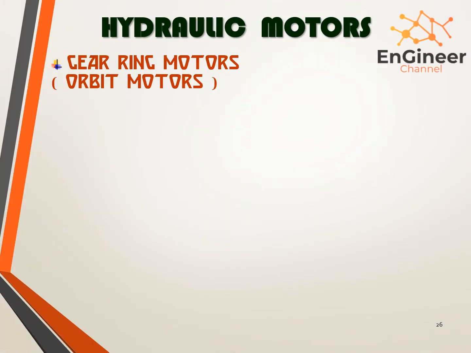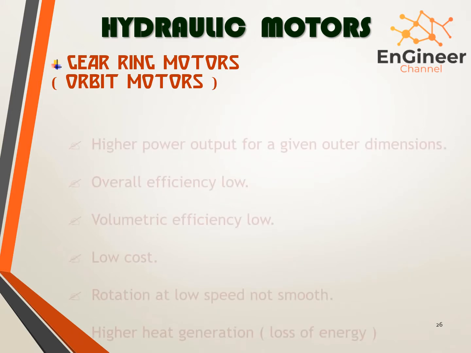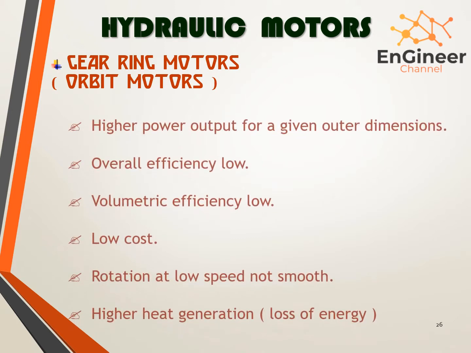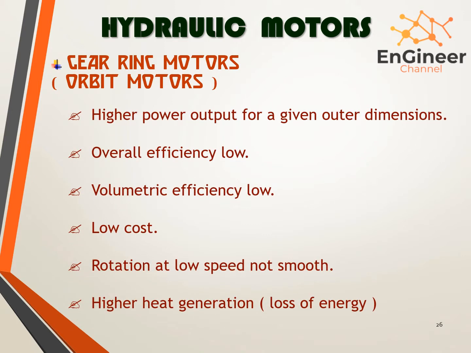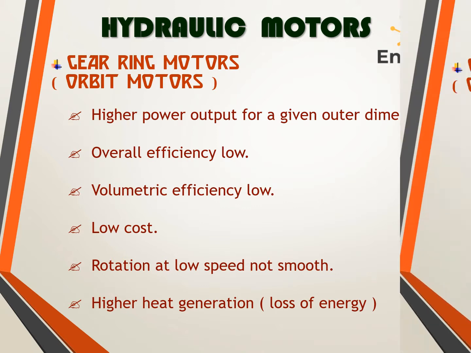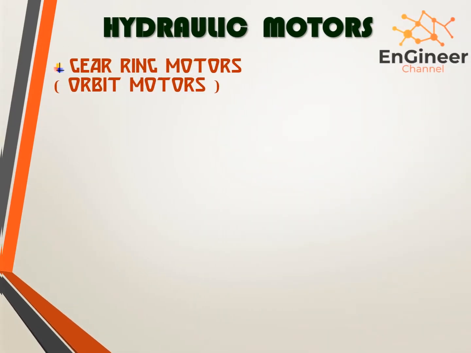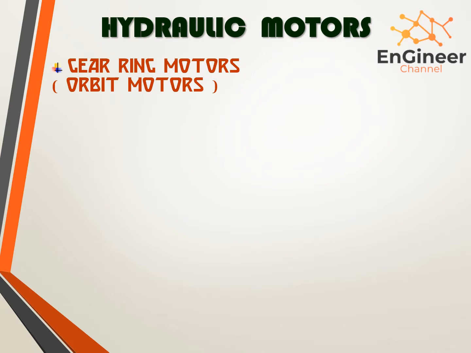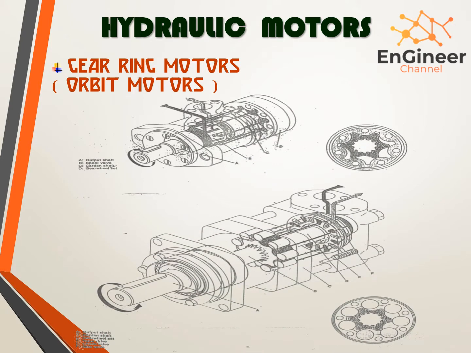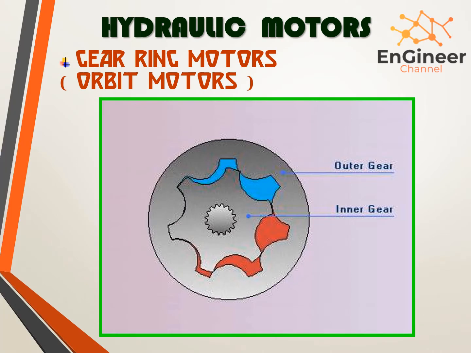Orbit motors are also called gerotor motors. They have higher power output for given outer dimensions. Their overall efficiency is low, and they have low volumetric efficiency. They have low cost. Their rotation at low speeds is not known, and they have higher gear. This is a picture of a gear ring motor. This is another picture.